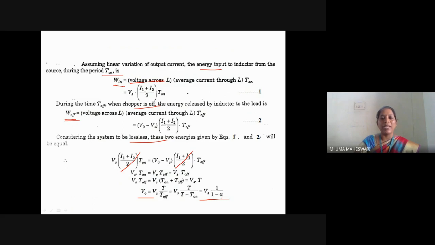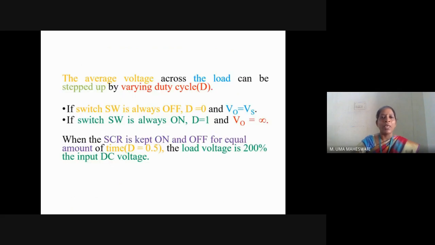What is T on by T? T on by T is nothing but alpha, the duty cycle. So V output is equal to Vs by 1 minus D. When I substitute D as 1, I get the value of the output voltage as infinity.